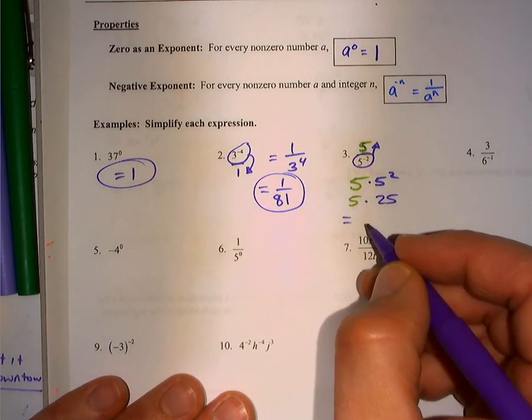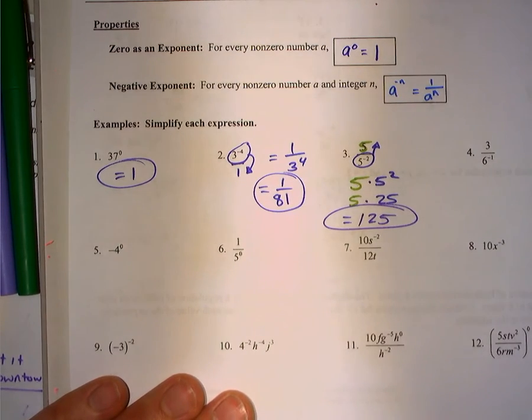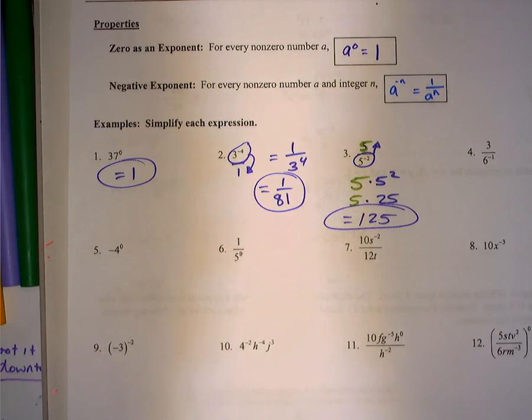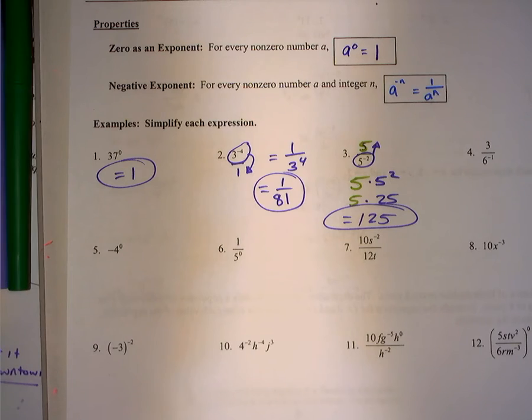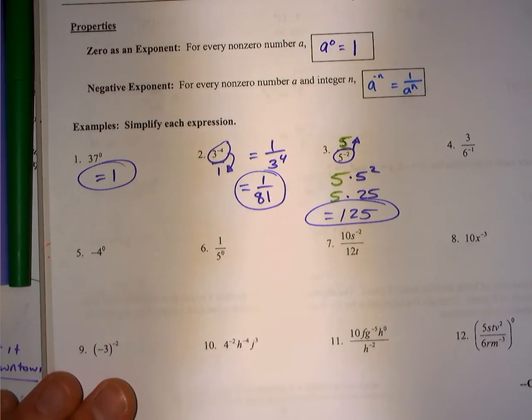5 times 25 is, what is that, 125? Easy peasy. All right, any questions there? Yes, ma'am. Oh, man, you're missing the good stuff. Hurry up. Or if you can wait.